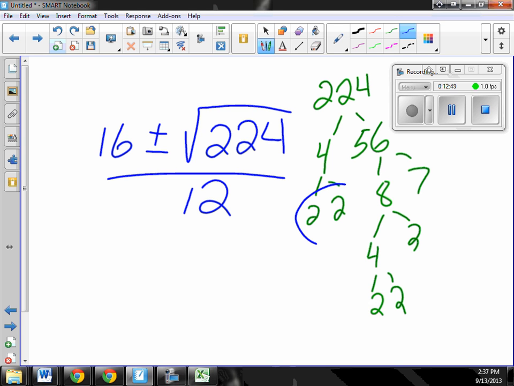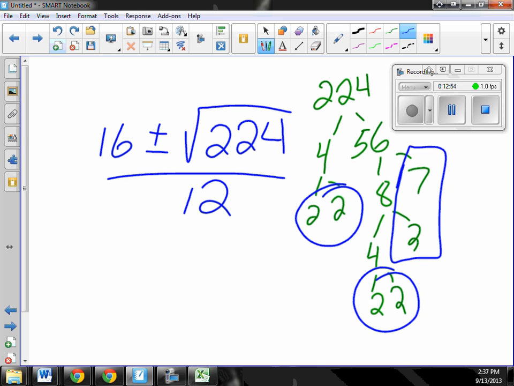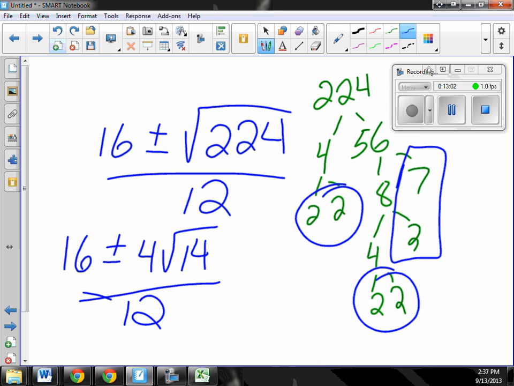So I can pull out two groups of 2 with a 14 left over. So 16 plus or minus 4 root 14 over 12. Can I simplify that? What can I divide everything by? Do I change that root 14? No, I do not. But I can change its coefficient. So 4 goes into all of those. So 4 plus or minus 1 root 14 over 3. And that would be my final answer.